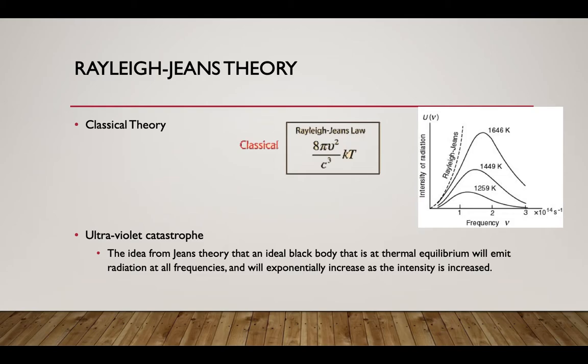So this actually developed into another theory called the ultraviolet catastrophe. This was the idea that from the original Rayleigh-Jeans theory, as a black body reaches thermal equilibrium, it will emit radiation at all frequencies and will exponentially increase in intensity to a point where it's producing harmful radiation. It gets to a point where it has not slowed down or decreased in its energy output, because the frequency and intensity will just continue to increase.